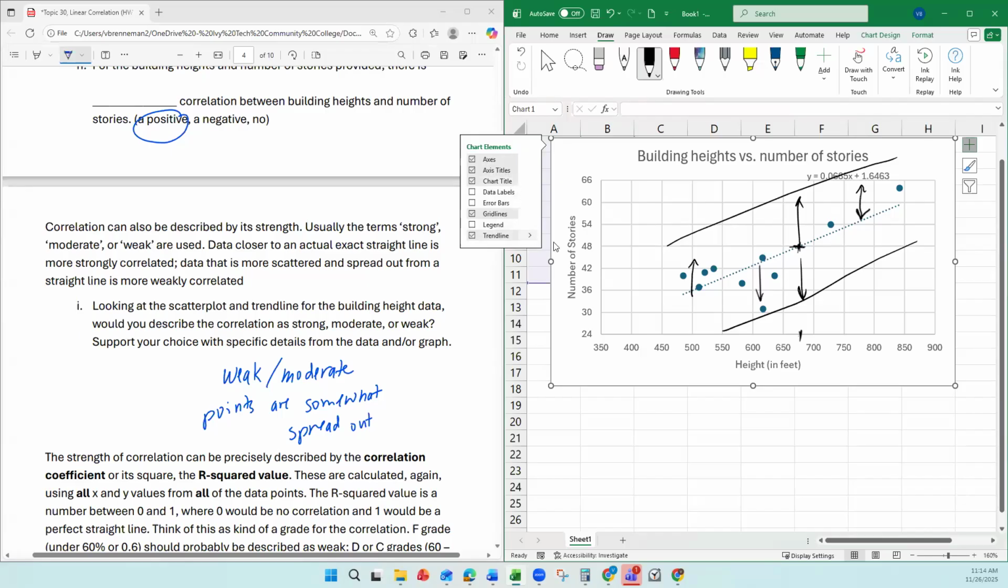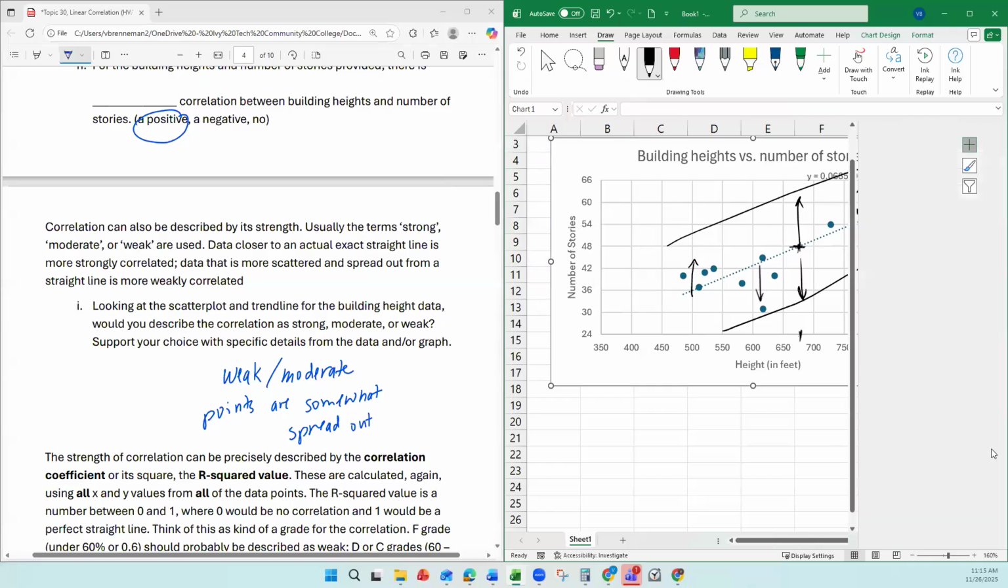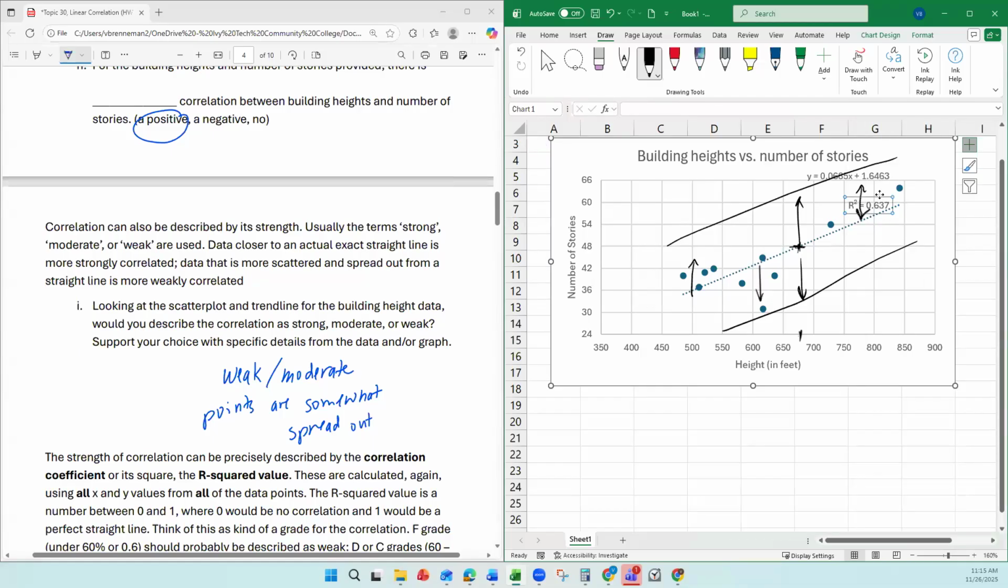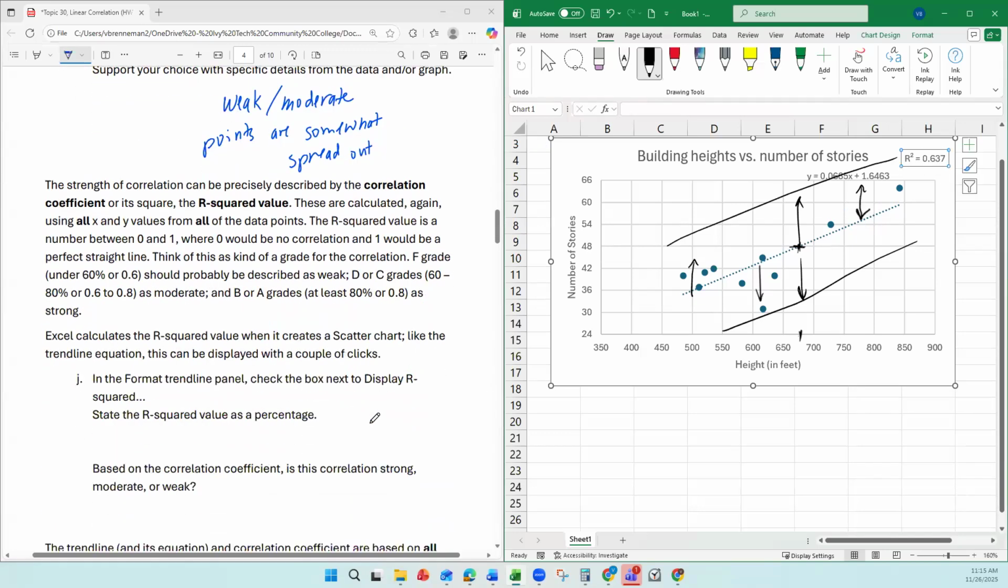So I'm going to go to my trend line format panel again here and check the display r squared value. And there it is. It is 0.637, and that would be 63.7%. So that'd be like a D grade again, sort of corresponding, like maybe getting towards moderate, but still on the weak side.